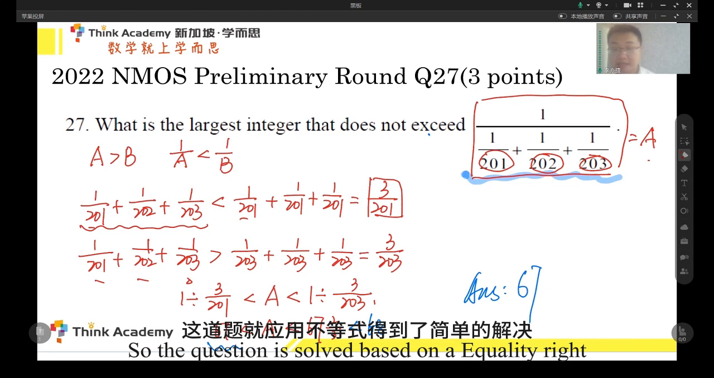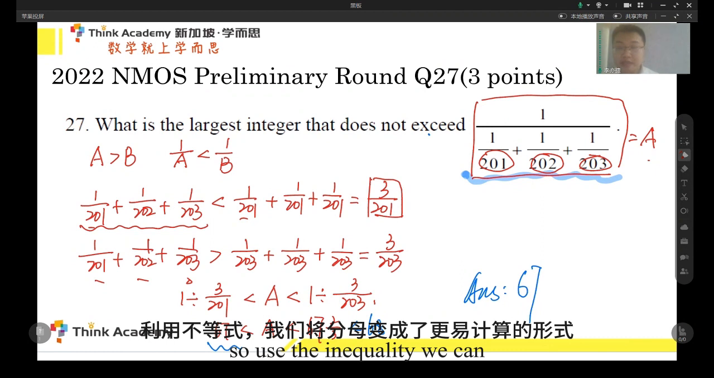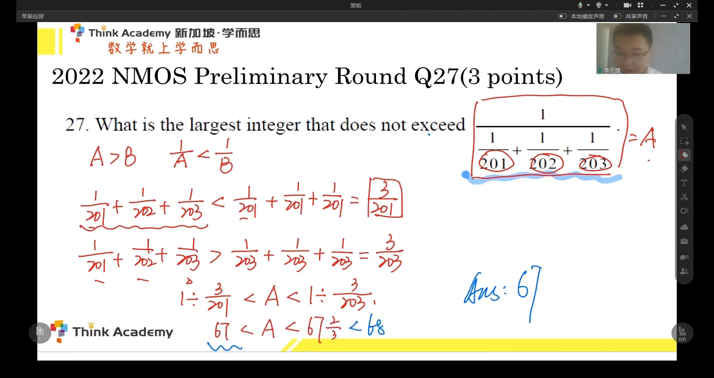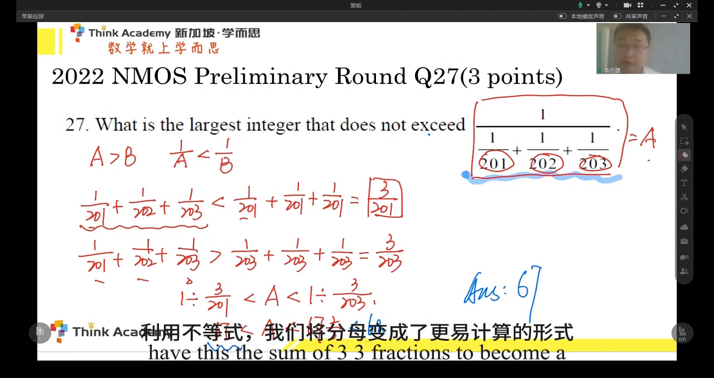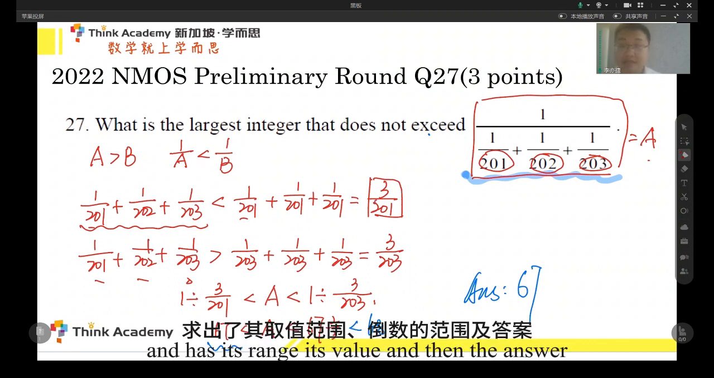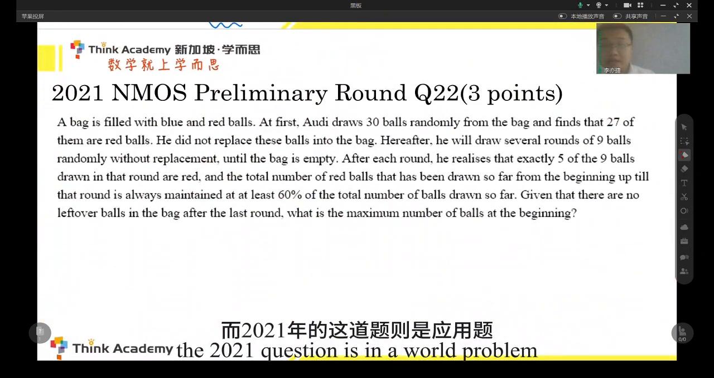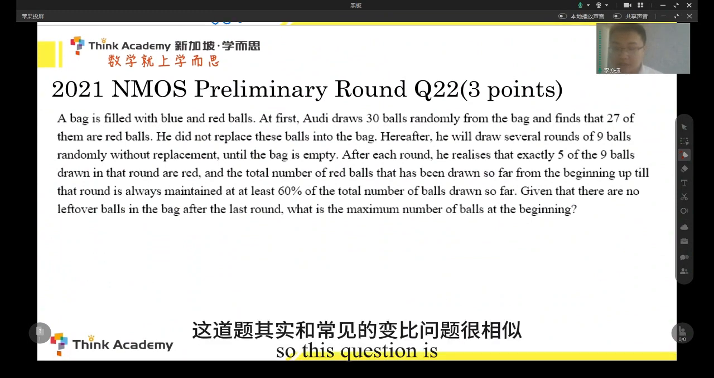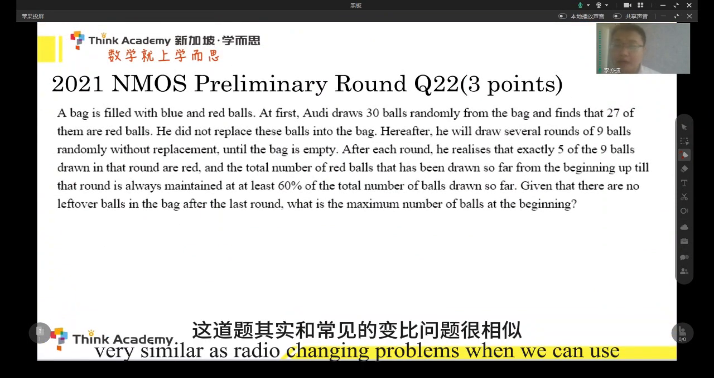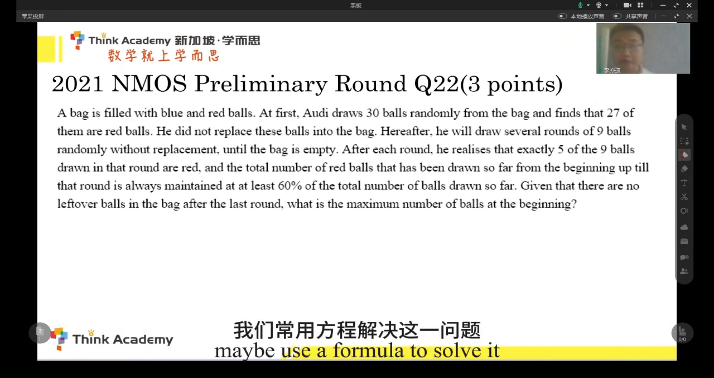So the question is solved based on inequality, right? Using the inequality, the sum of three fractions becomes much easier to calculate and has its range, and then the answer. So this is about a calculation. And the next question, the 2021 question, is a word problem. This question is very similar to ratio changing problems, where we can use a formula to solve it.